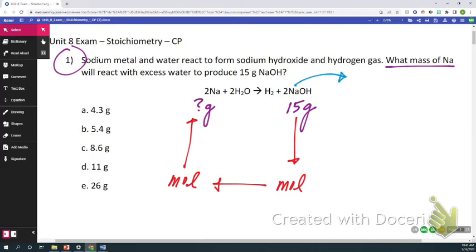So find the molar mass of NaOH. Na is 23, plus oxygen is 16, plus hydrogen is 1. This adds up to about 40. So you have to divide by 40. It's grams divided by molar mass to get moles. So 15 divided by 40, and I get 0.375 moles.